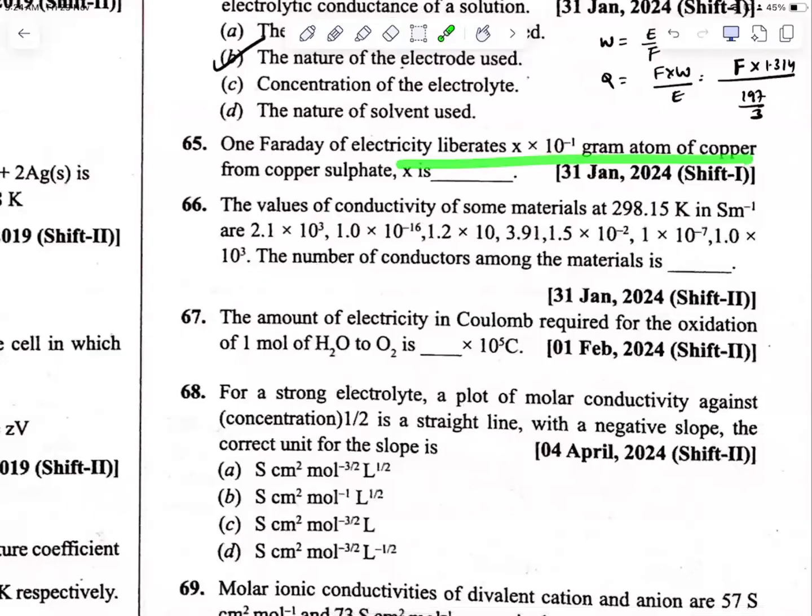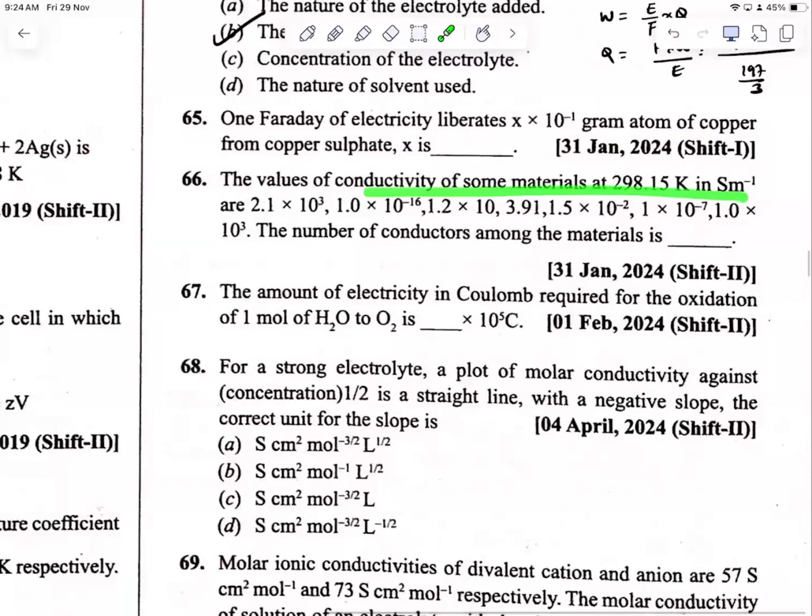1 Faraday of electricity liberates this much of copper. I'm sure you guys can do that. The conductivity values of some materials are given, right? The number of conductors among the materials is what? Which one? Okay. I think this one is a good one. Check it out, everybody. See, here these are the values given. Usually we know that if the values are somewhere around 10 raised to the power of 3, those are conductors, correct?